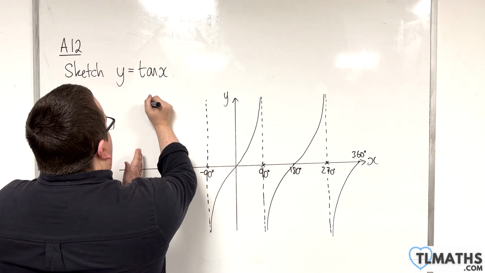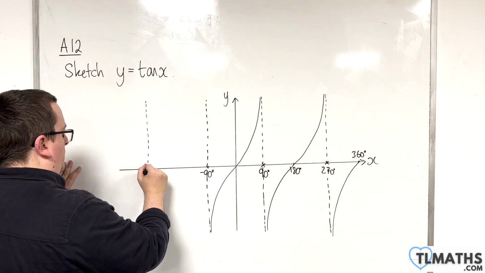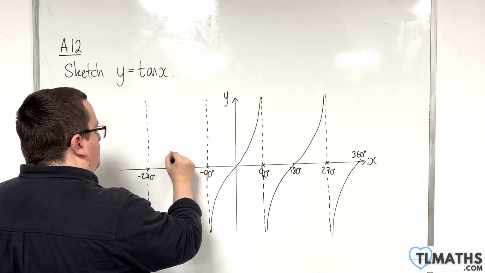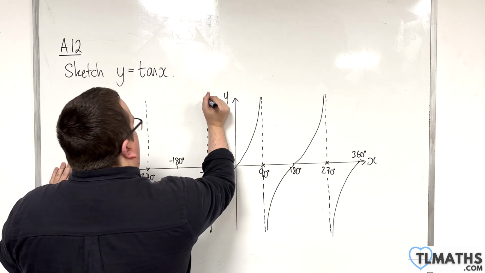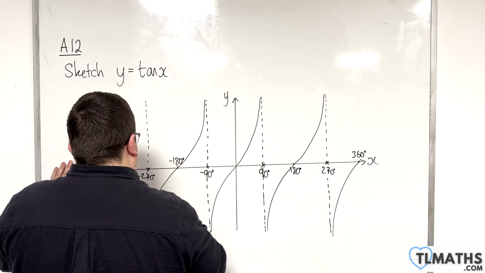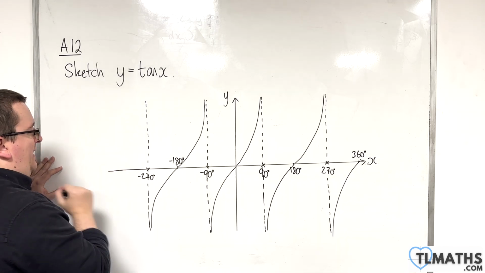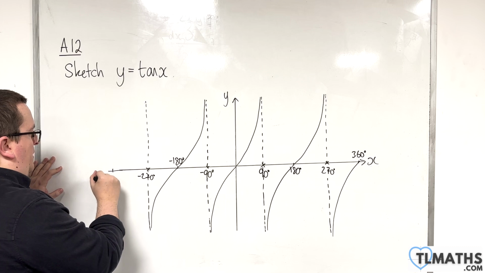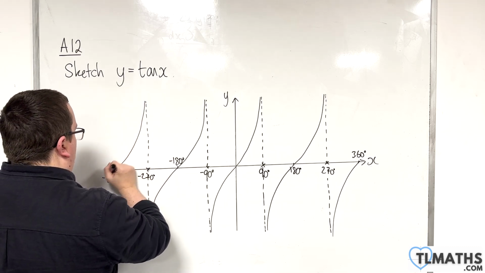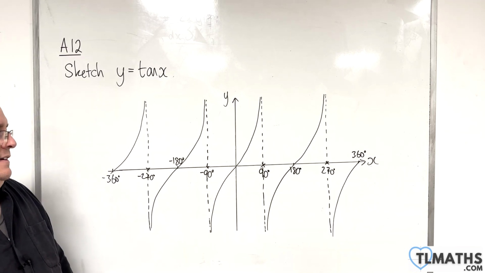If we keep going, the next asymptote along will be 180 back, so that'd be at minus 270. There's minus 180. And so the curve tends towards that asymptote, comes through, and back down towards that asymptote. Okay, now if we extend that a little bit to minus 360, the curve comes through like so. And so this is the tan curve.